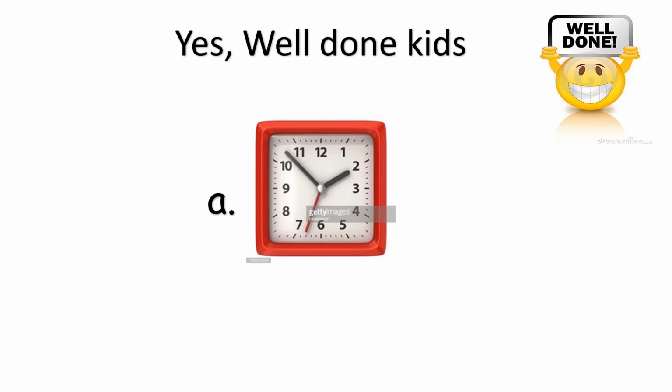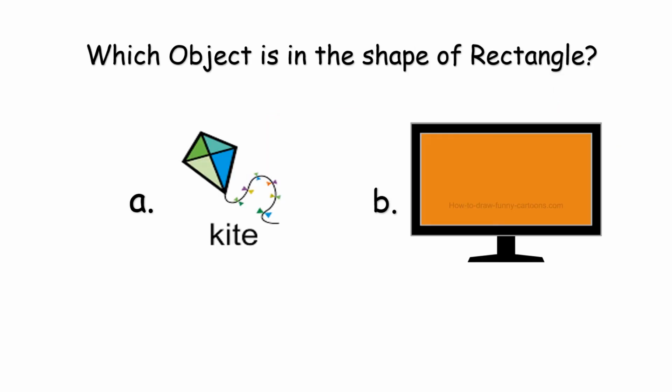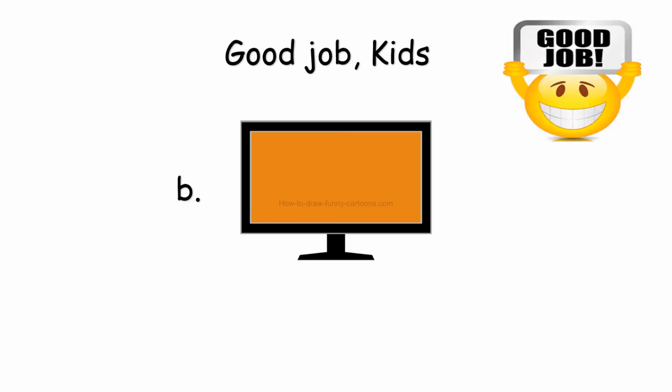A clock. It has four equal sides. Now, which object is in the shape of a rectangle, children? It's A, kite, or B, TV. Good job, kids. It's B, TV. Well done.